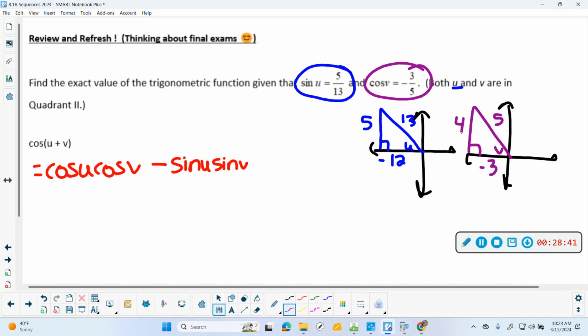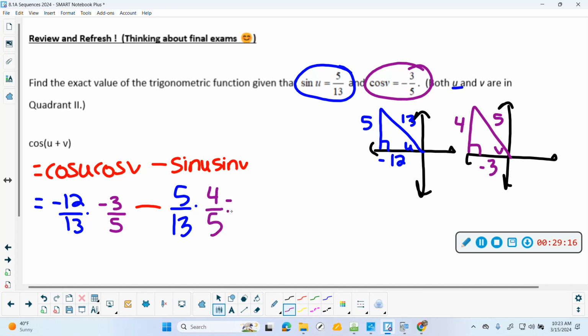So first I need is the cos of U. So look at the blue triangle. That's my U. What's the cosine? What fraction? Got it. Then I need the cos of V, the purple. Well, cos of V, they gave that to us. Got it. And I'll multiply those in a minute. Okay, sine of U. U is the blue, opposite over hypotenuse. They gave that to me, 5/13 times the sine of V. What's the sine of V? 4/5, good.